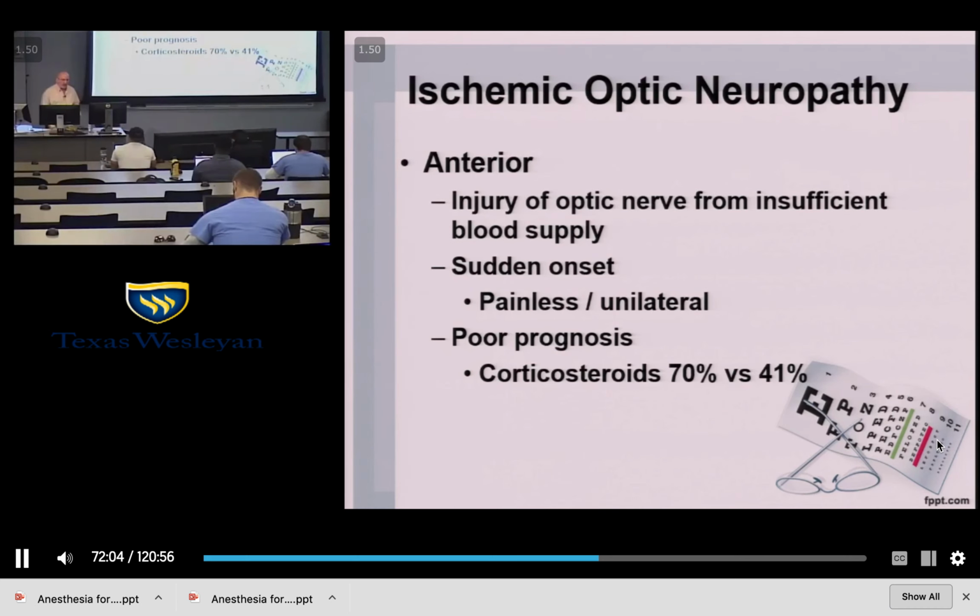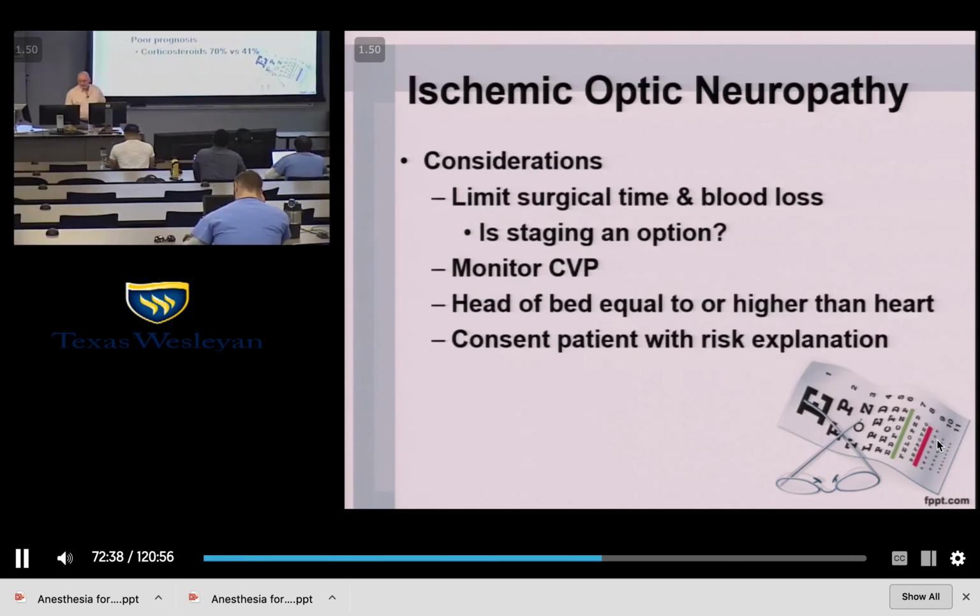It's more likely to be found perioperatively and mostly found after cardiac surgery, instrumented spinal fusions, some kind of head and neck surgery, ortho joint surgery, nose and sinus surgery. Essentially anywhere where they're working around the eye or your patient's going to be prone or there's risk of hypotension. Considerations for this or ways that it can be prevented is to limit surgical time and limit blood loss. Obviously, we don't have the ability to do that.